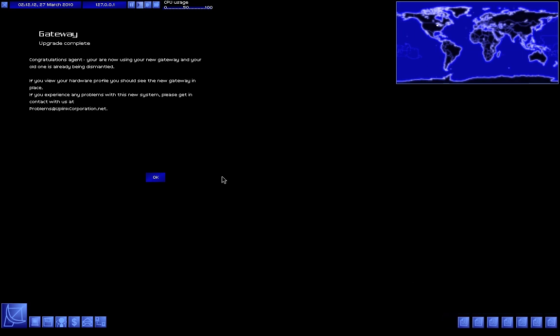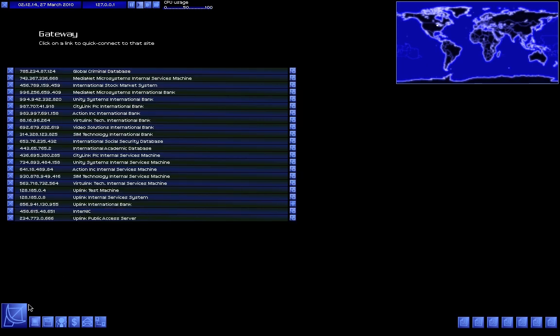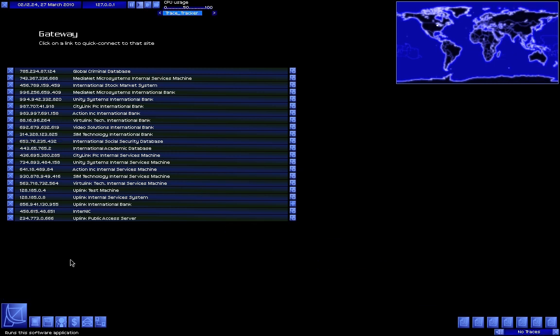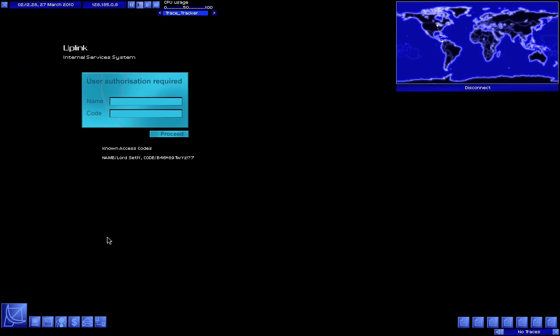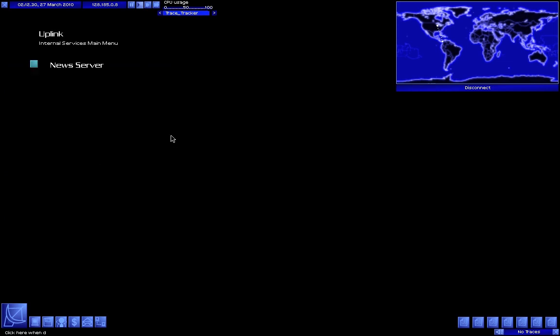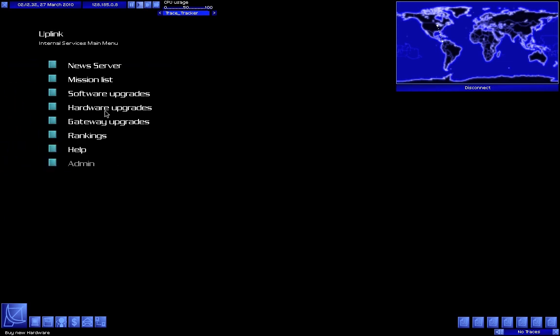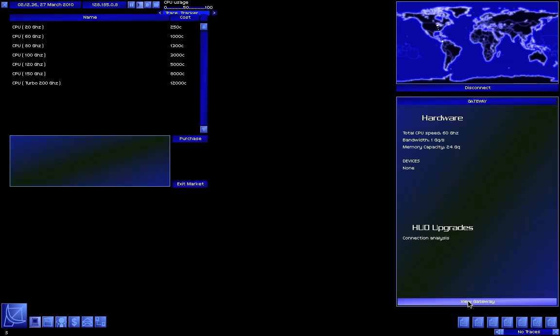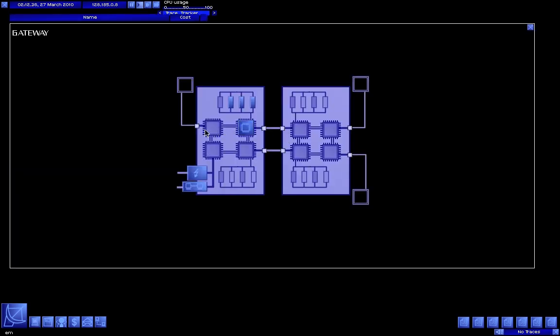On the plus side, the camera Lakitus are doing perfectly fine. I mean, seriously, I haven't complained about them at all so far. They're perfect this time, in this time period. Okay, so, first thing we do, start up the trace tracker. Now, we've gotten in a new gateway, but what we want is better hardware to go with it. So, hardware upgrades. Let's check this out. View gateway.